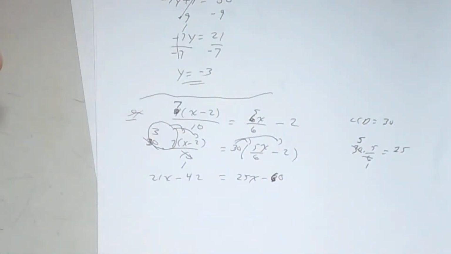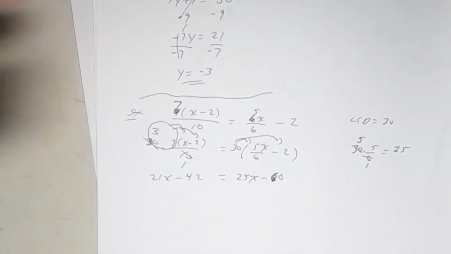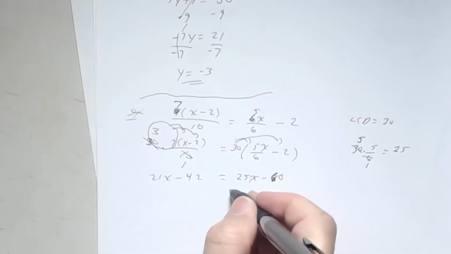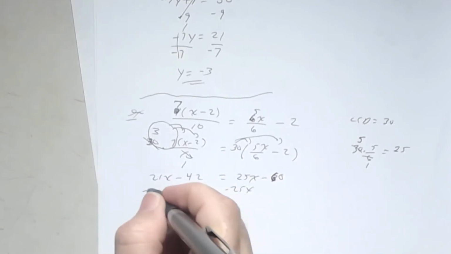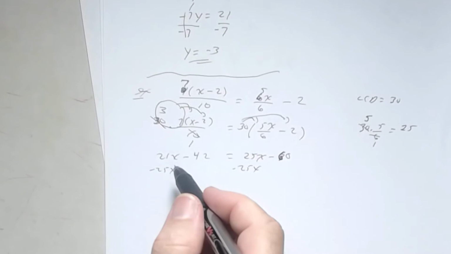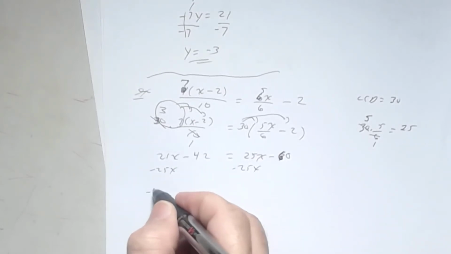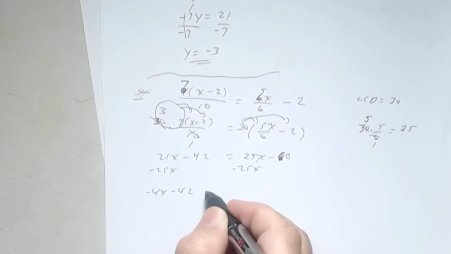And then the rest is like we've been doing. Do you want to bring the variables to the left or the right? So what are you going to do to both sides? Subtract 25x, just like this. Combine like terms. What's 21x minus 25x? Okay, minus 4x, right?